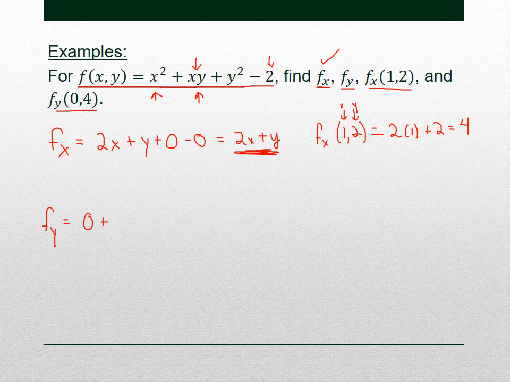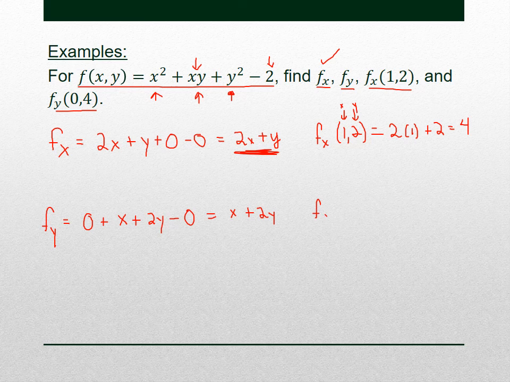Okay, now plus, we're looking at x times y, where here x is a constant and y is our variable. So how do you take the derivative of the constant x times the variable y? Well, the constant comes along for the ride, the variable drops off, so we just have plus x. Now we're looking at y squared, derivative with respect to y. Well, that's going to be 2y. There's no x's around there, so just the regular old derivative where y is the variable, so that's 2 times y. And then minus 2, you take the derivative, that's a constant, derivative is 0. So our partial derivative with respect to y is x plus 2y.